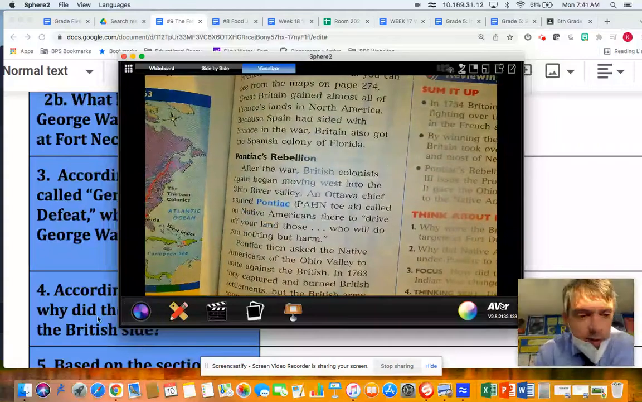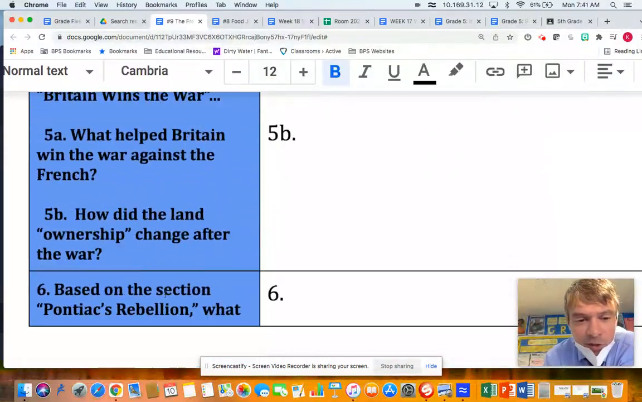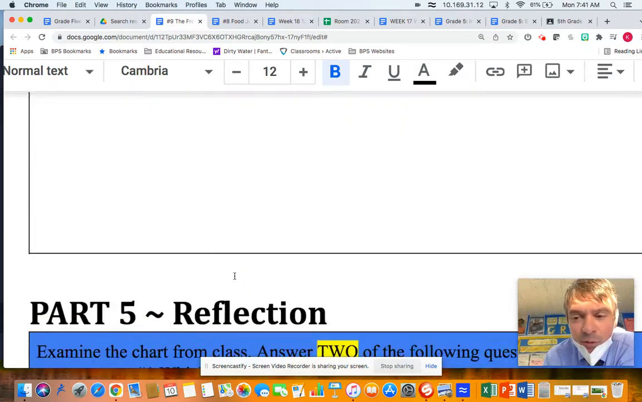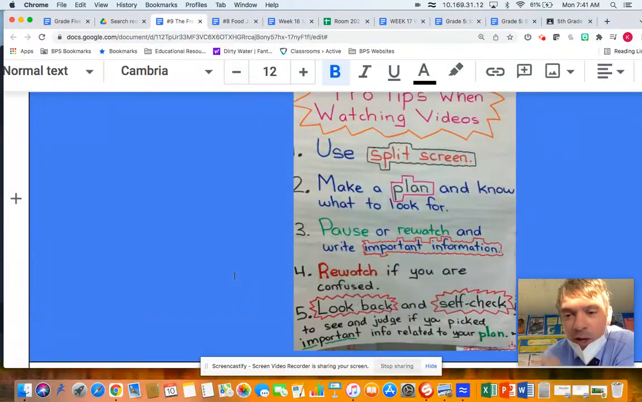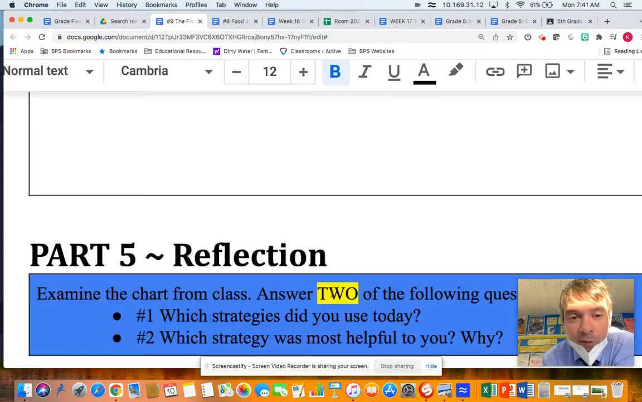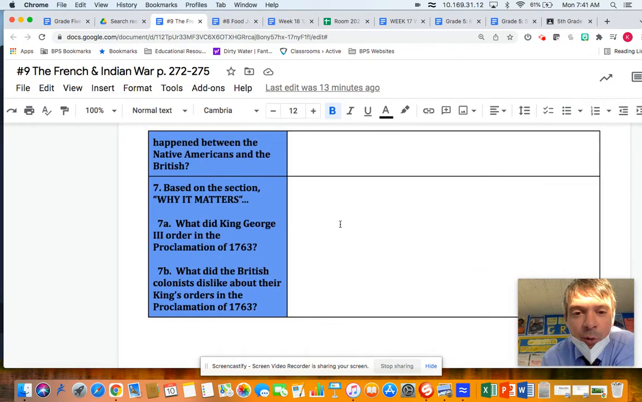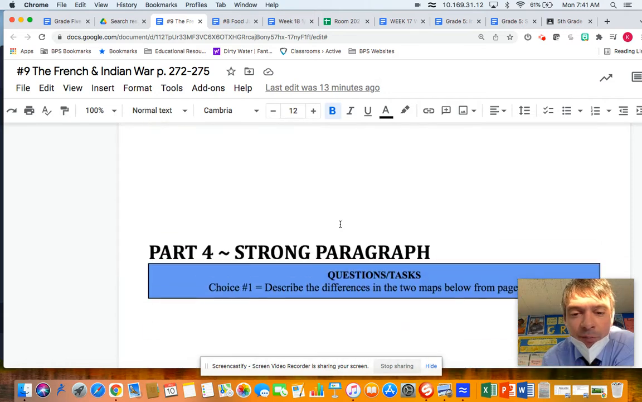Now back to your work doc. Back to your questions. As you're working, remember, thinking about which of these strategies, way down at the bottom, you have been using. Have you been splitting the screen? Were you making a plan? Do you pause and rewatch? Are you making sure you have the most important information? Okay. And when you're done answering the questions, you're going to go to the paragraph.